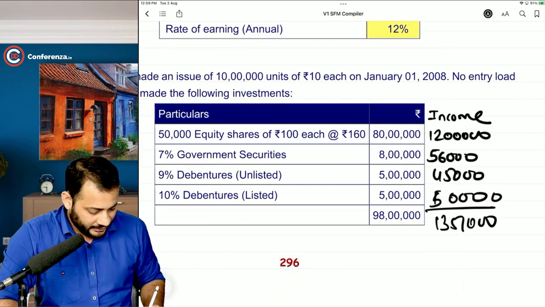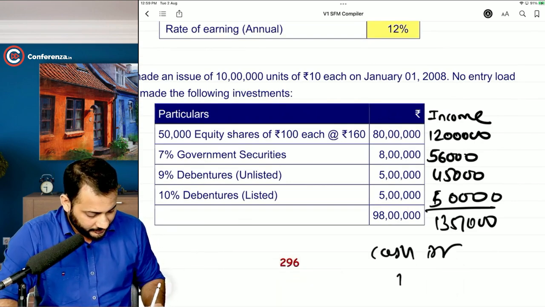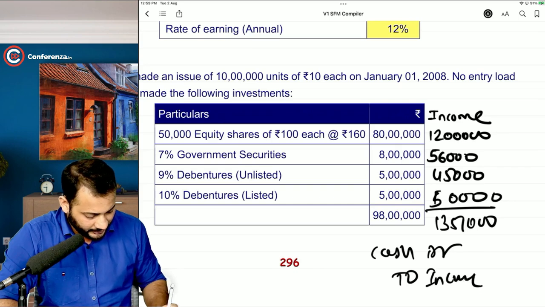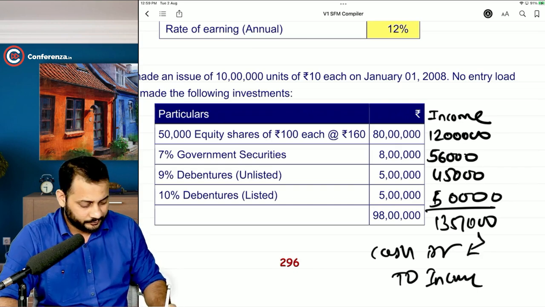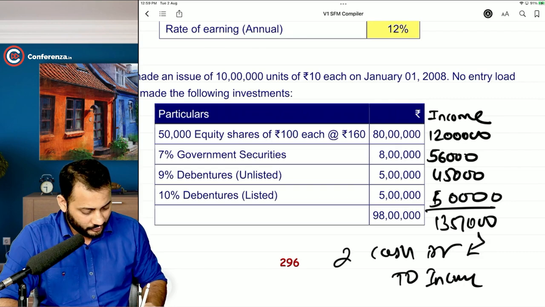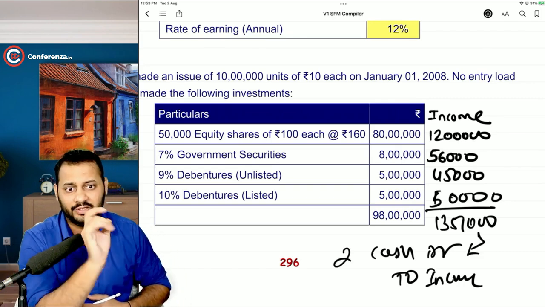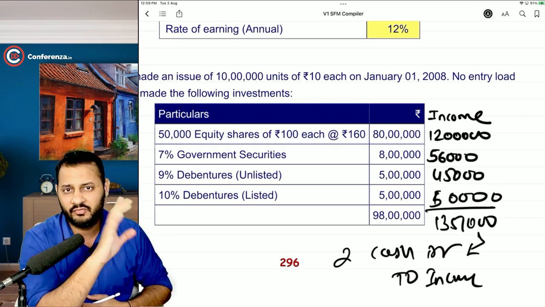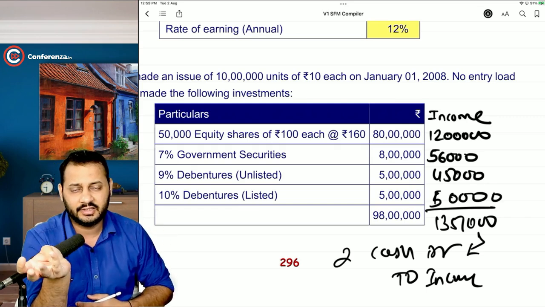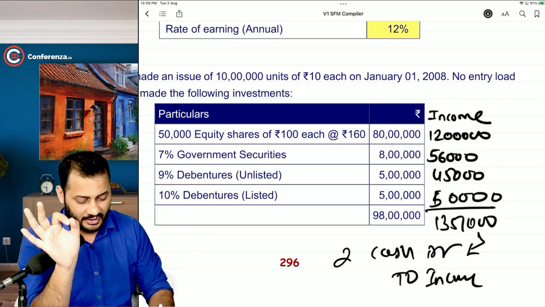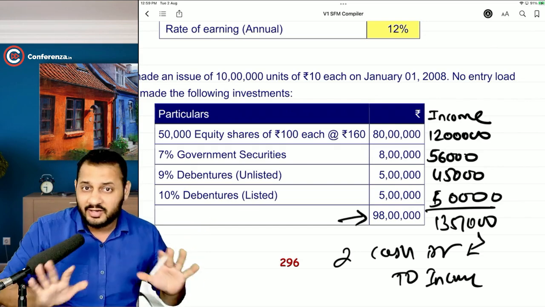Okay, so the entry will be cash account debit to income, right? 13 lakh 51,000 rupees. And we already had 2 lakh rupees of the cash balance in the beginning. So the total cash balance now is 15 lakhs 51,000 rupees. That's an asset. Investment is 98 lakh rupees. But this value is not relevant to us.